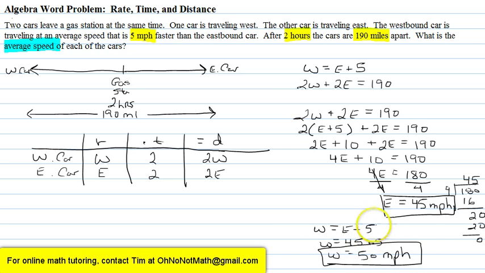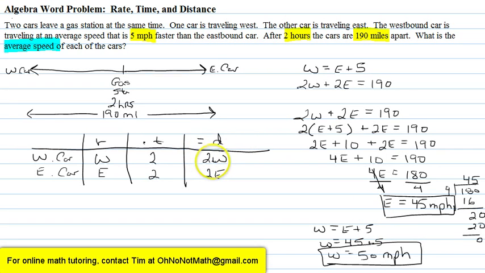And we can check to make sure that those answers are correct by reading the problem. Let's see what the problem was telling us here. It told us that the westbound car is traveling at an average speed that is 5 miles per hour faster than the eastbound car. So is the speed of the westbound car 5 miles per hour faster than the speed of the eastbound car? Well, 50 is 5 miles per hour faster than 45, so that checks out.